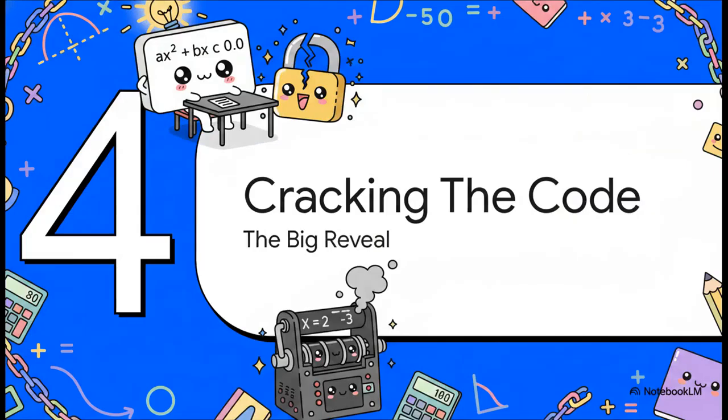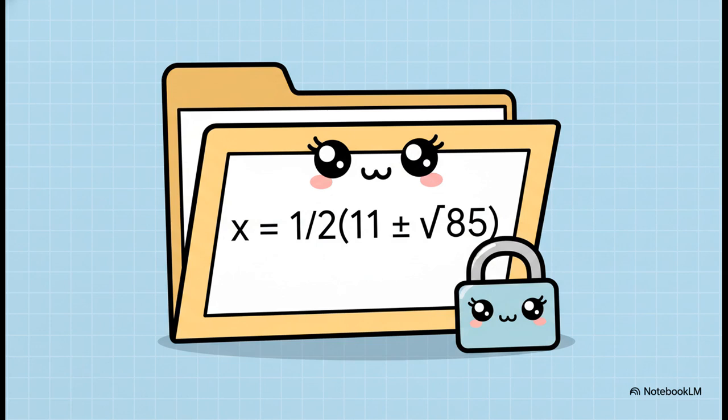Section 4. Cracking the code, the big reveal. So the crucial point is, we finally have our suspect cornered in the interrogation room. We've simplified it, we've completed the square, and now it is time to turn up the heat.